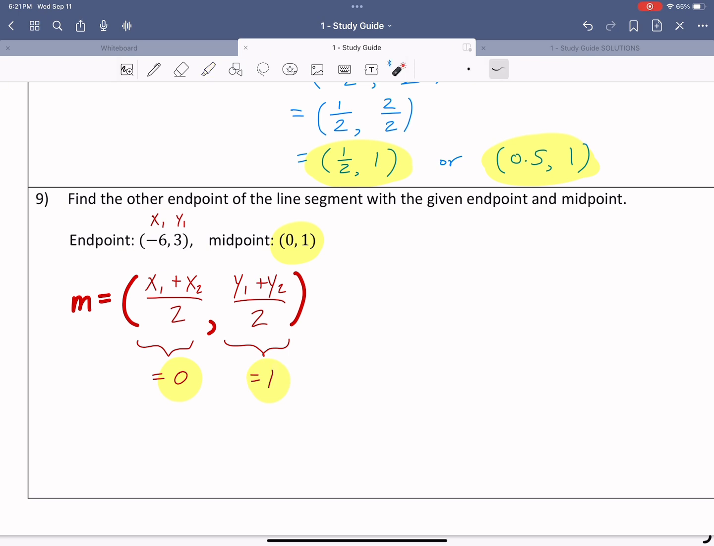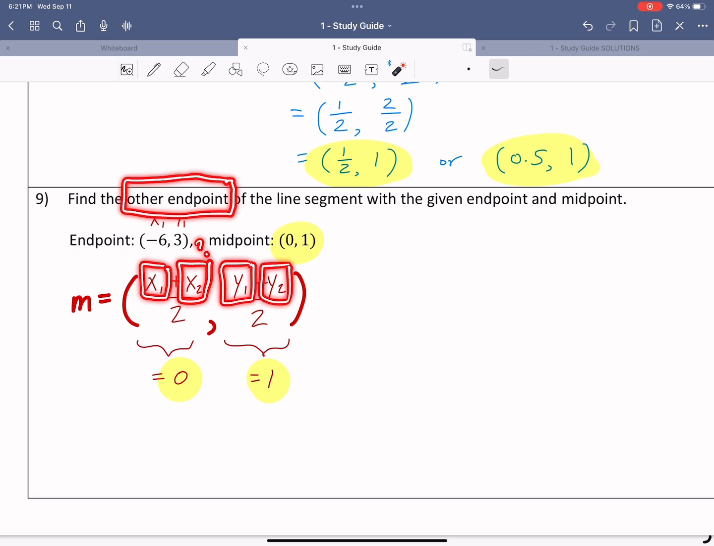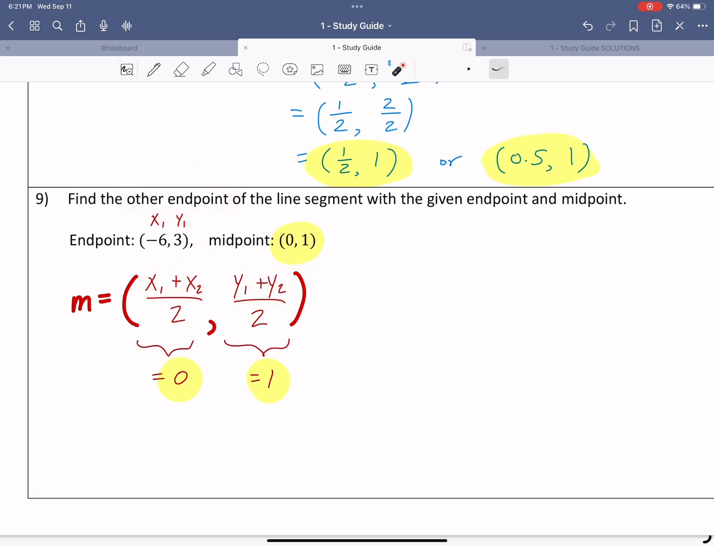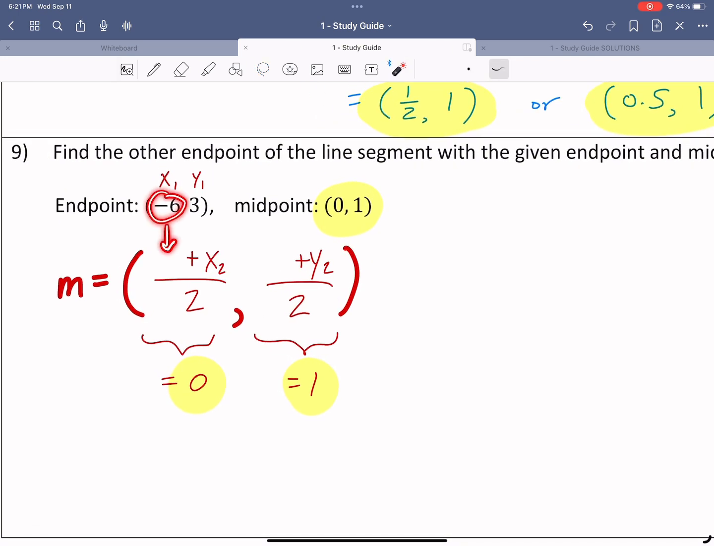Now, here's the thing. We already know what x1 and y1 are, but they're asking us to find the other endpoint. That is, what is this one and what is this one, okay? This is the question mark, this is the question mark. So let's take a look at this. This is going to be an interesting problem. x1, let's just replace it for that, okay? Goodbye. I'm going to plop this guy there. And then y1, goodbye. I'm going to plop this guy there. So we're going to take -6, plop it down there. We're going to take 3, plop it down there.